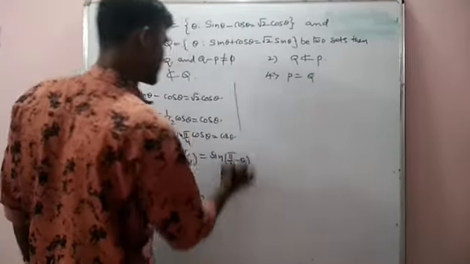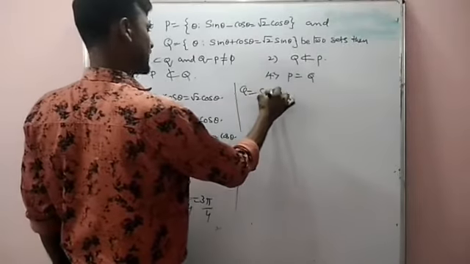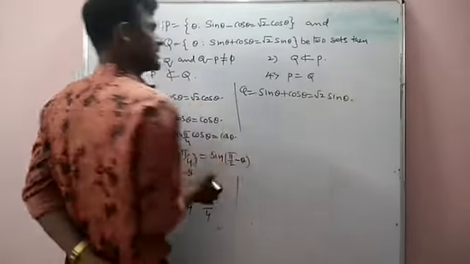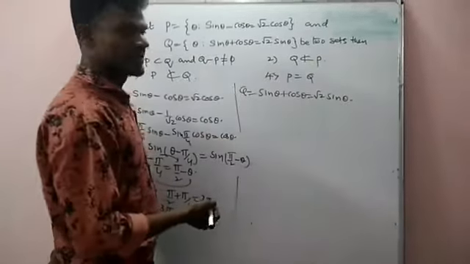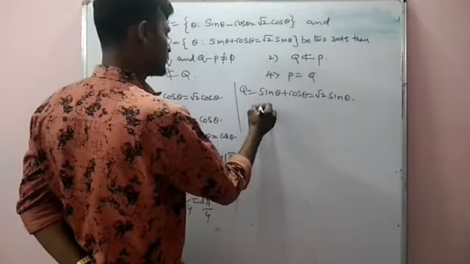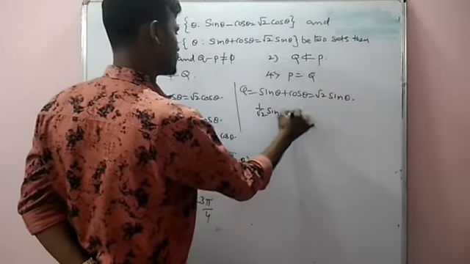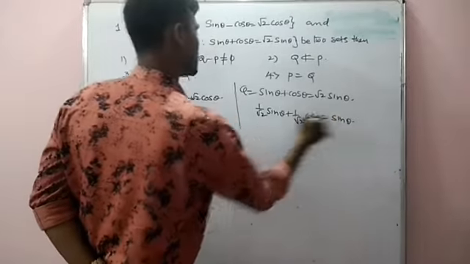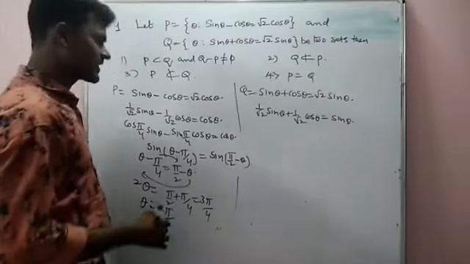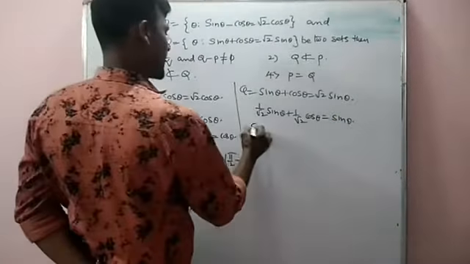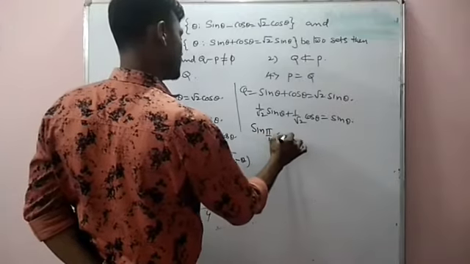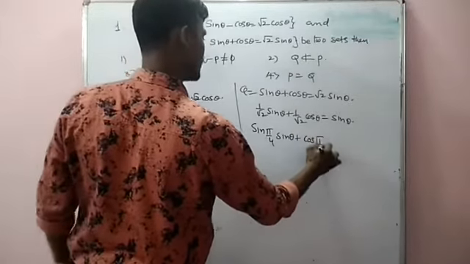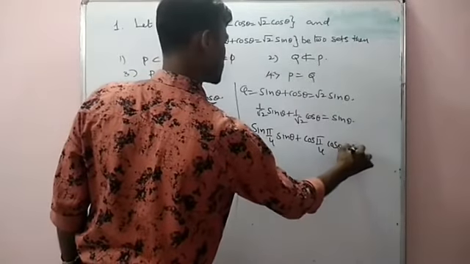Now the second one is Q. Q is sin theta plus cos theta is equal to root 2 sin theta. Here also we divide either side by root 2, then 1 by root 2 sin theta plus 1 by root 2 cos theta is equal to sin theta. Now this 1 by root 2 we take as sin pi by 4 into sin theta, and 1 by root 2 as cos pi by 4 cos theta is equal to sin theta.